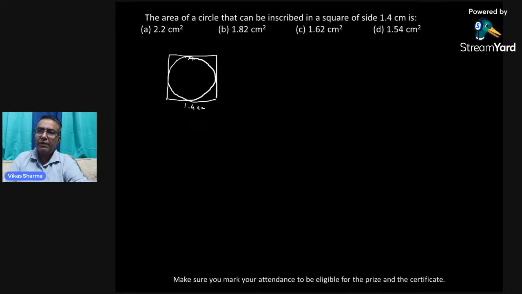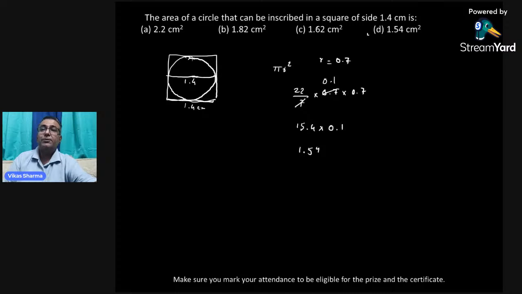So we know that to find the area of the circle, which is equal to pi r square, we need the radius. We don't know this much, but we know how much this much is, because if this much is 1.4, then this much is also 1.4, and the radius therefore will be 0.7. So r is equal to 0.7. Then we can find that 22 upon 7 into 0.7 into 0.7 will be the area of the circle. 7 into 0 goes into 0.7 0.1 times. 22 into 0.7 is 15.4. 15.4 multiplied by 0.1 is 1.54. So yes, option D is correct.